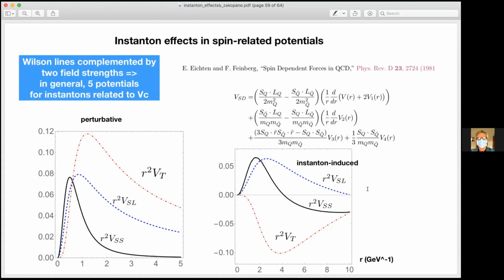Yeah, I understand. But my question is about comparing the left plot with the right plot, because, for example, you should add them. Yes, you should add them. I should add them. Okay, yes, that was my question. Thank you.